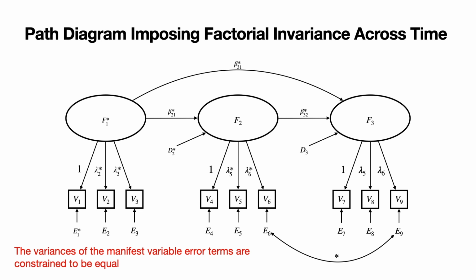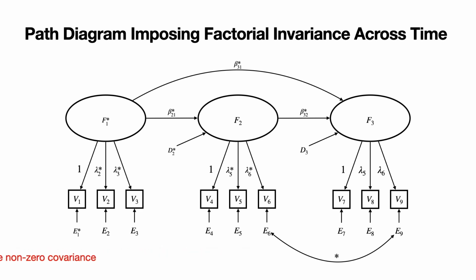We see that the variances of the manifest variable error terms are constrained to be equal. The variances of the error terms for factors f2 and f3 are constrained to be equal. In addition, E6 and E9 are allowed to have non-zero covariance, as indicated by the two-sided arrow connecting E6 and E9, with the asterisk indicating a parameter to be estimated. And finally, factorial invariance over time is imposed on the model.